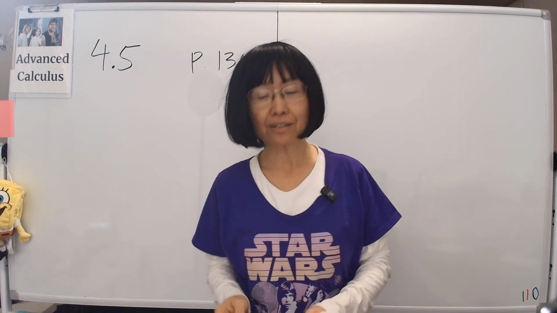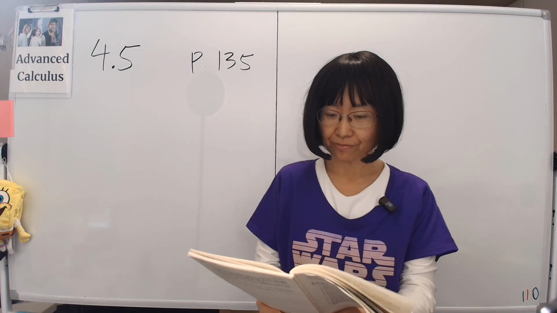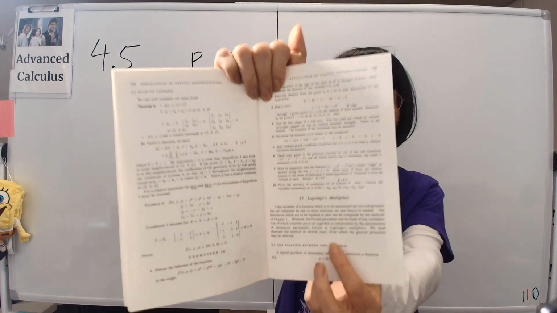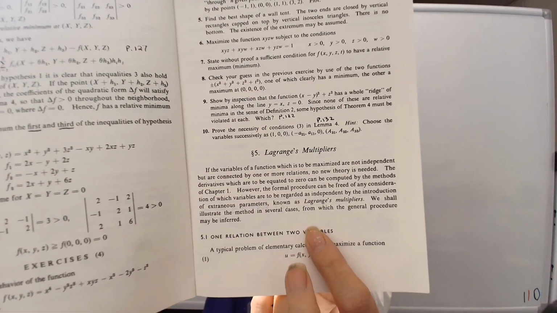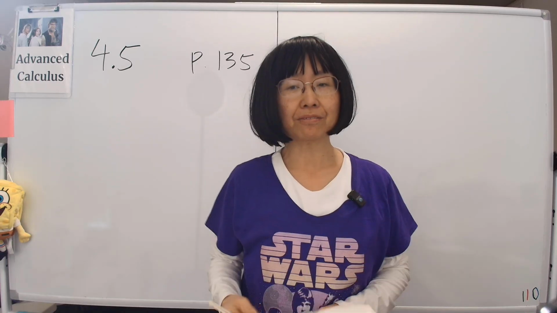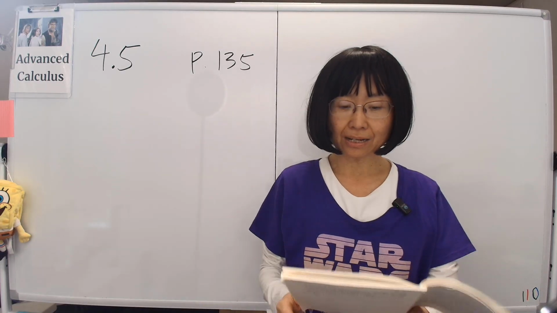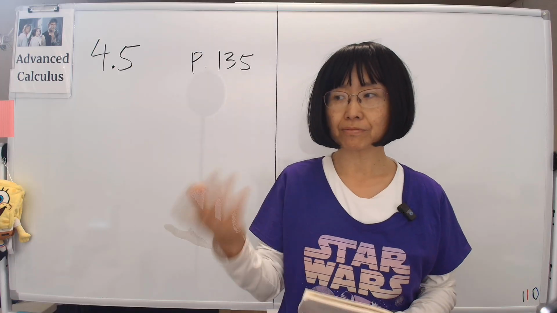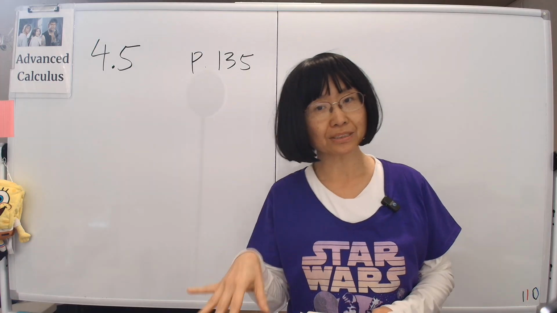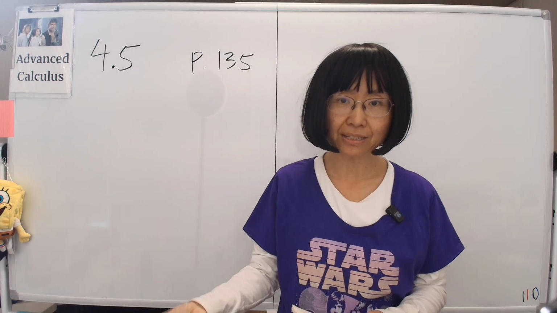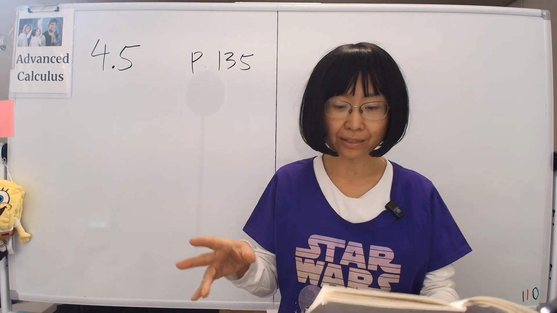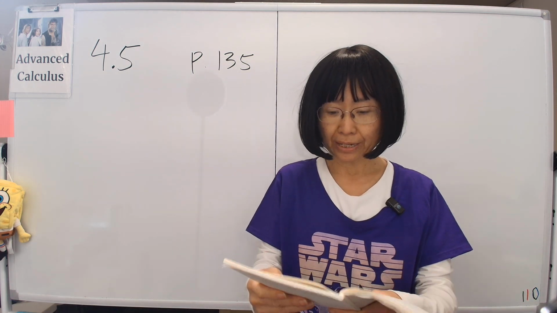So let's start on page 135, section 5. First, there's a paragraph up here, which is the introductory paragraph. Please read this yourself. Basically, we're saying that Lagrange multipliers are a neat trick designed so that when we have a hard time deciding who's the independent variable and who's the dependent variable when we maximize or minimize some problem, then the Lagrange multiplier comes in quite handy.